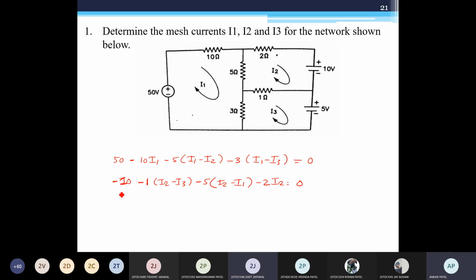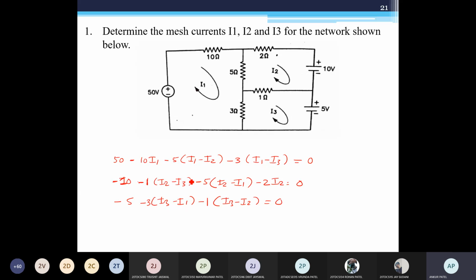And for the third mesh: minus 5, minus 3 (I3 minus I1), minus 1 (I3 minus I2), equal to 0.